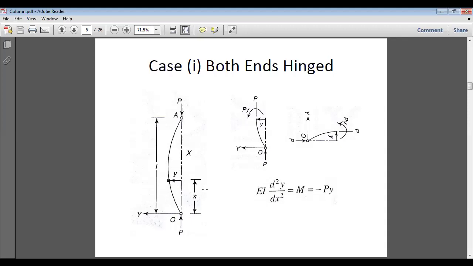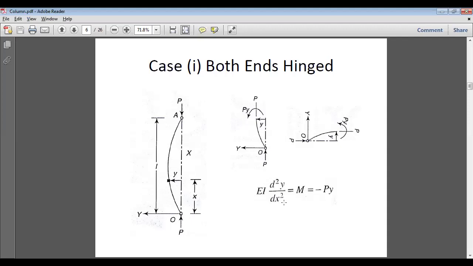It indicates that if we apply force, this is the point, so this will rotate anti-clockwise. That's why we have taken minus Py. So this is Euler's theory for both hinged ends, which defines that EI d2y by dx square equals minus Py, which equals M.